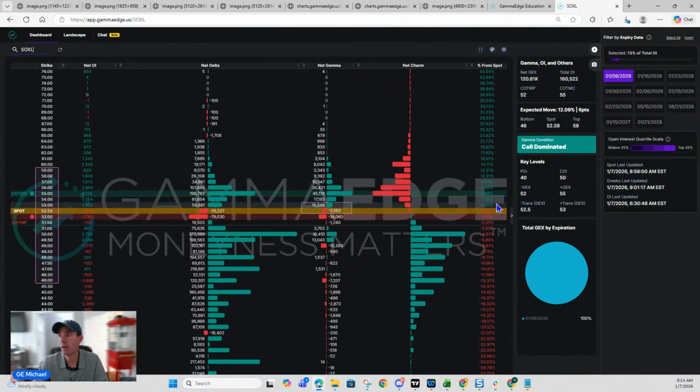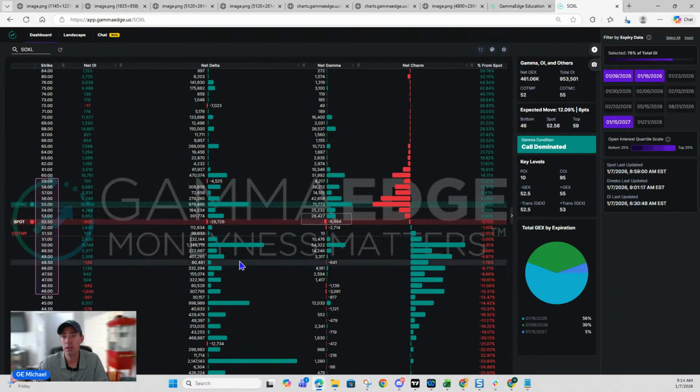So Friday's expiry, call dominated. I know the semis have been moving up, doing really well. You're right at the transition level for Friday. 55 to the upside looks good. You're call dominated. Let's look at the top 25%. Again, looks good here. Transition area 52.50 to 53, and then 55 to the upside is probably going to be the cap on price through the next few expiries there.